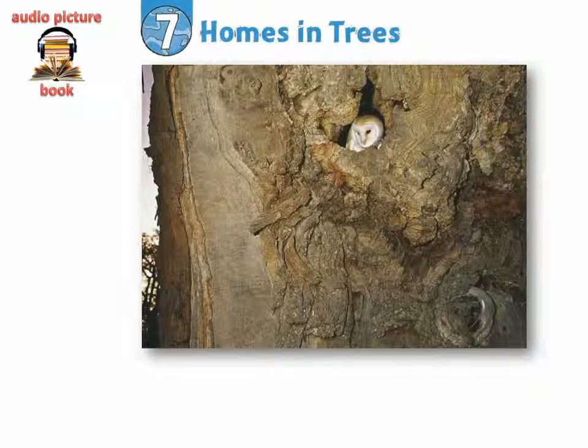Chapter 7. Homes in trees. Many birds, insects, and other animals live in trees. Animals can find food there. Trees protect animals from the wind and rain. Trees can protect animals from other animals, too.